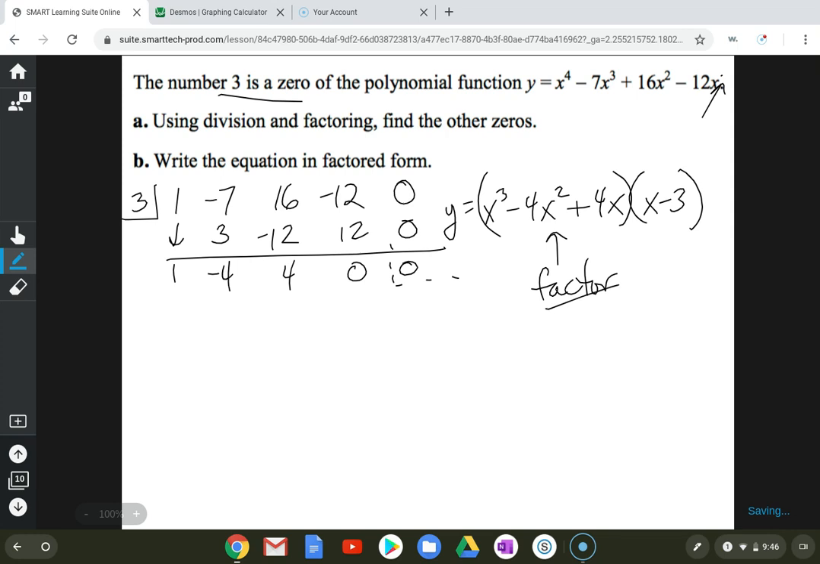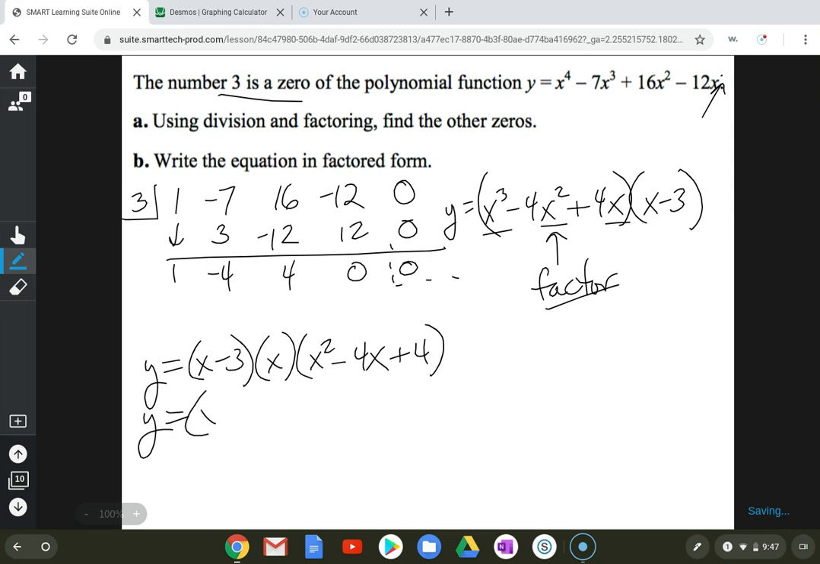Absolutely, because we've got this beautiful GCF in all 3 terms. So I'm going to factor an x out. I'm going to rewrite y equals x minus 3, just bringing that along, times x, times, now I've got x squared minus 4x plus 4. And this, of course, factors beautifully into x minus 2 times x minus 2.